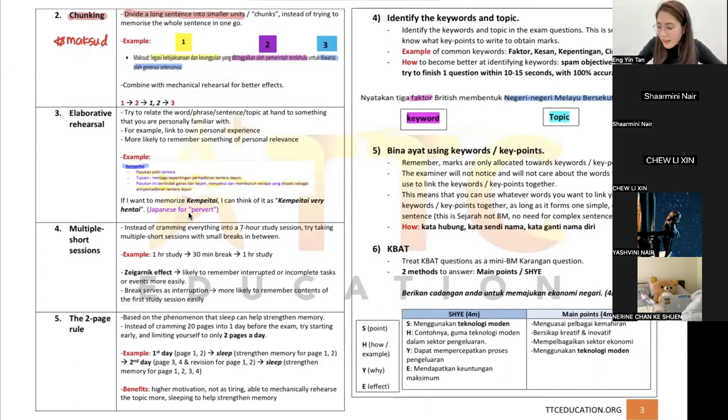Just a suggestion, okay? Now, the next one is elaborative rehearsal. Elaborative rehearsal is to relate the word, sentence, phrase or topic to something that you are familiar with. That's why sometimes I give you guys a story, sometimes I share my personal story, to strengthen your memory. Sometimes an example like this one.